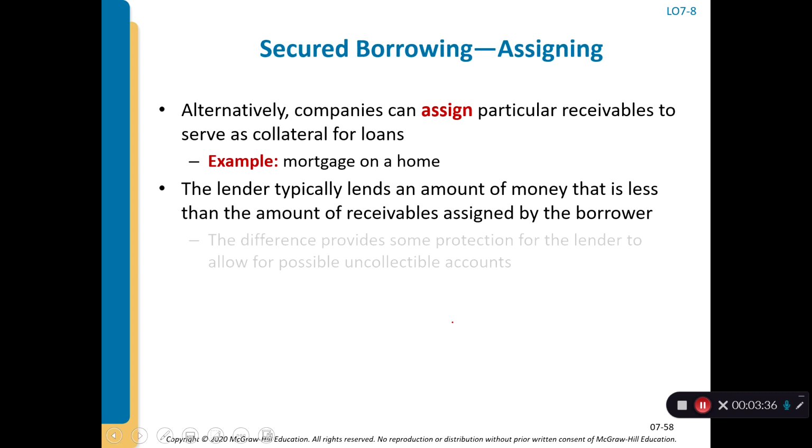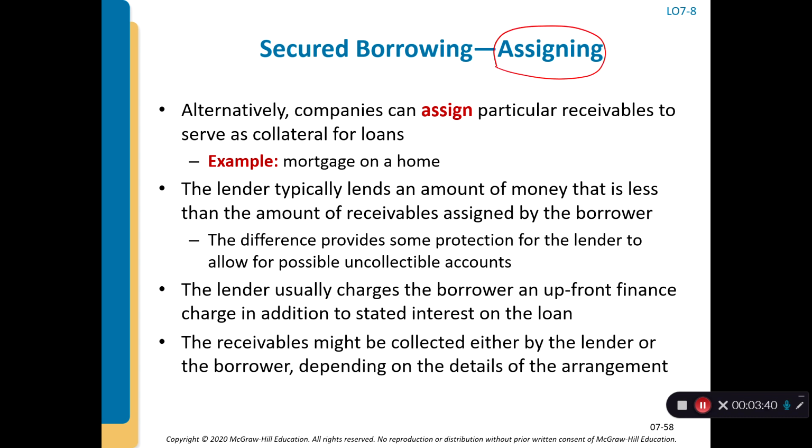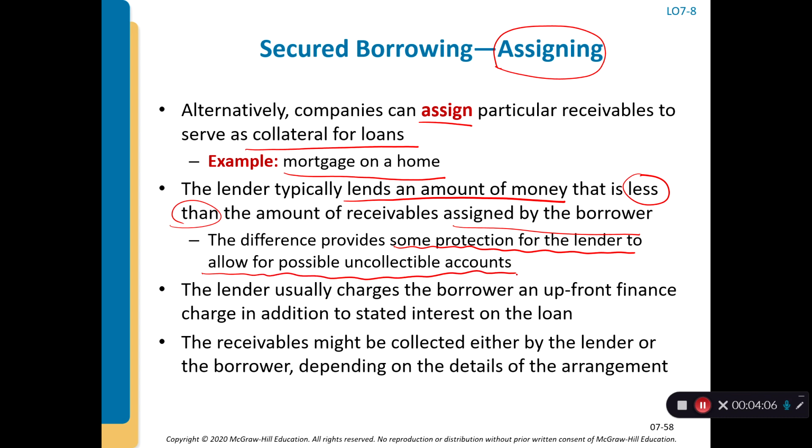Okay, and then the second kind of secured borrowing is called assigning. Alternatively, a company can assign particular receivables to serve as collateral for loans, such as a mortgage on a home, right? The lender typically lends an amount of money that is less than the amount of receivables assigned by the borrower, and the difference provides some protection for the lender to allow for possible uncollectible accounts, right? Say you have accounts receivable of $1 million, and you assign it to back a loan. The loan amount will be much less than 1 million, because we don't know how much of this 1 million will be collected, right?